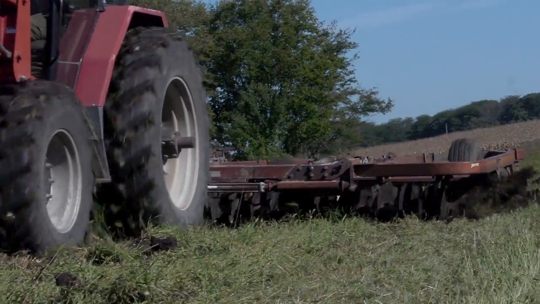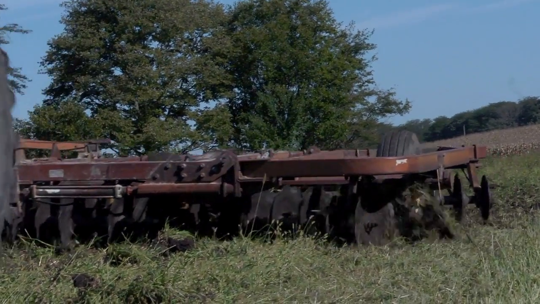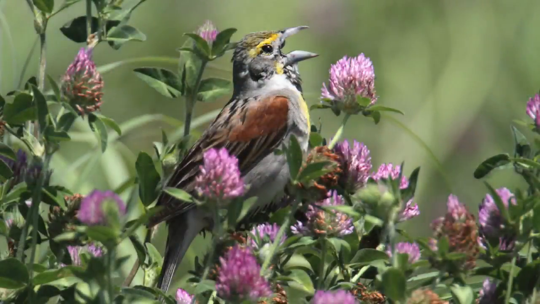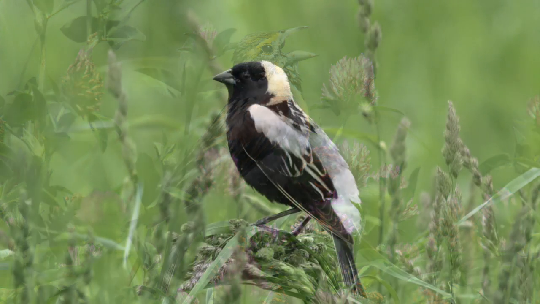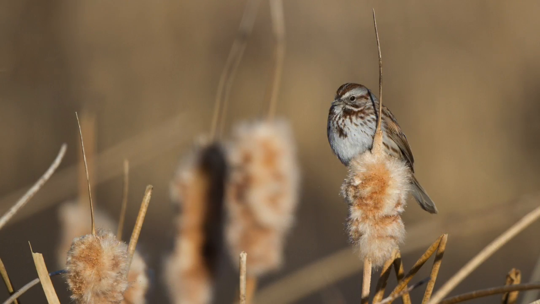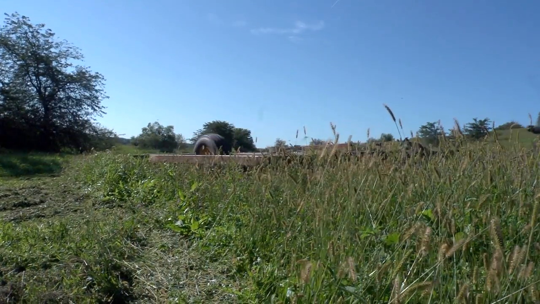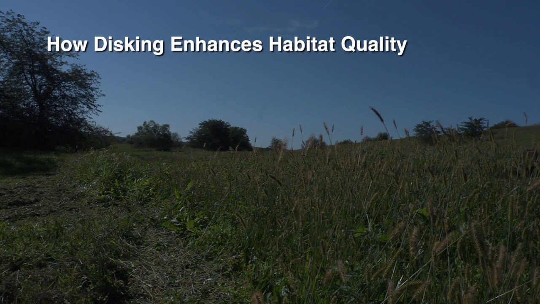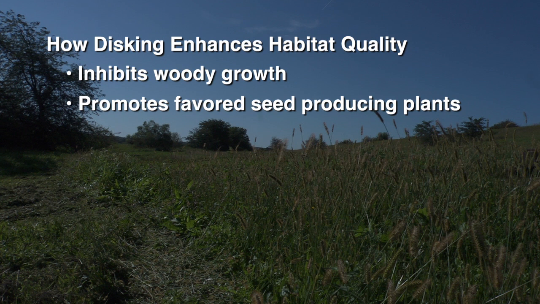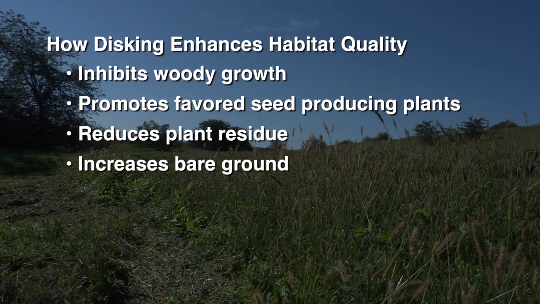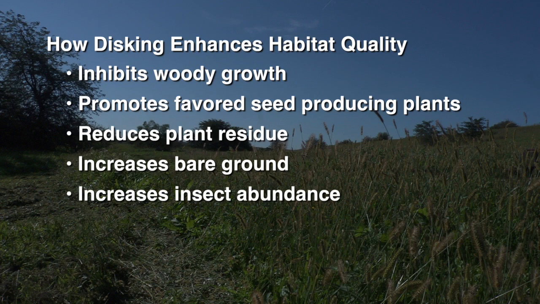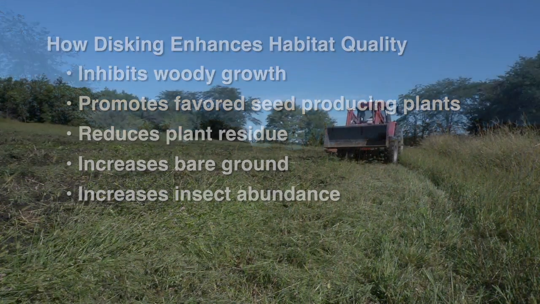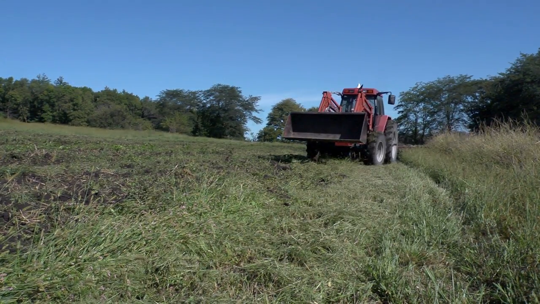The structural diversity that results from disking also improves habitat for a variety of grassland songbirds, including dickcissels, bobolinks, and savanna sparrows. Many of these species have experienced population declines over the last several decades. Disking enhances habitat quality because it inhibits woody growth, promotes favored seed-producing plants, reduces plant residue, increases bare ground, and increases insect abundance. Disking is one of the most effective and cost-efficient practices.